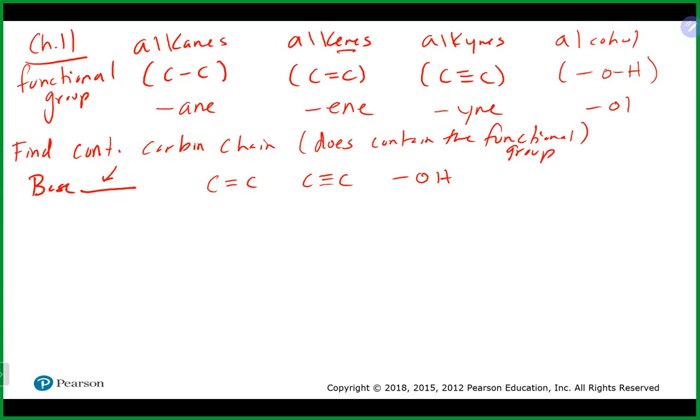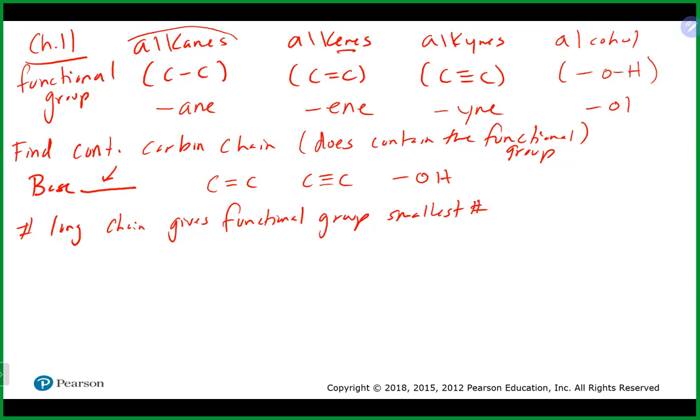Now, when we number the longest carbon chain, it's always the functional group that takes the priority in terms of numbering, and we want to number whichever way gives the functional group the smaller number. So basically, we want to number that long chain in the way that gives the functional group the smallest number.